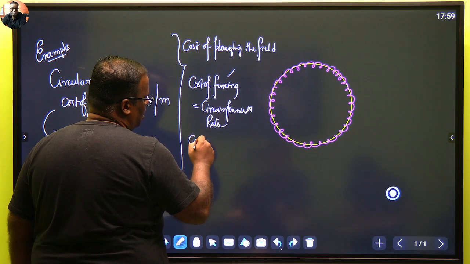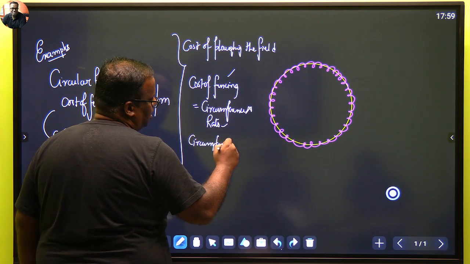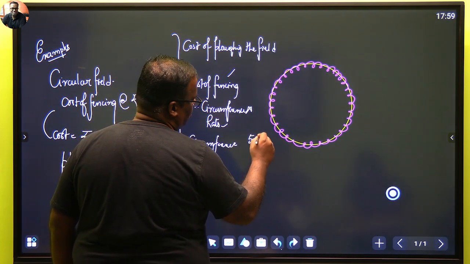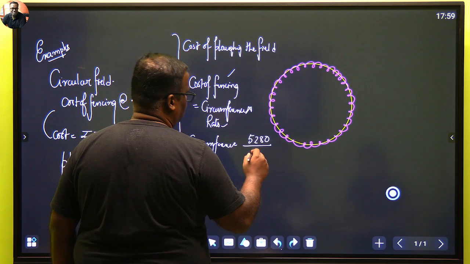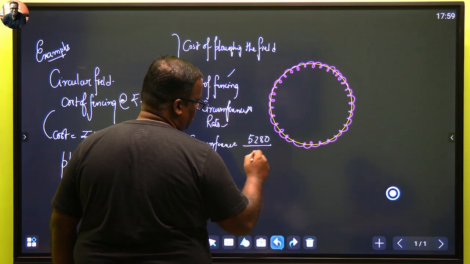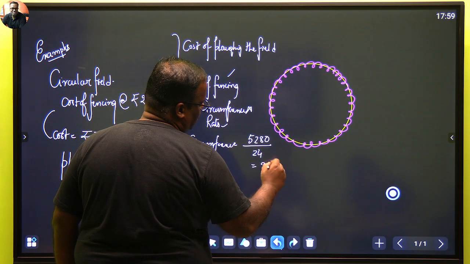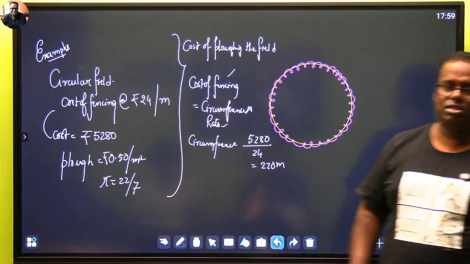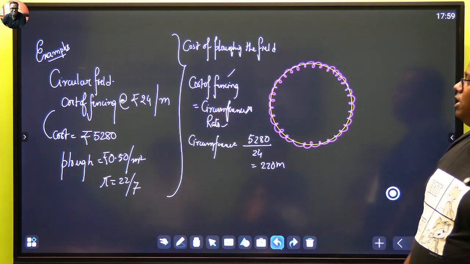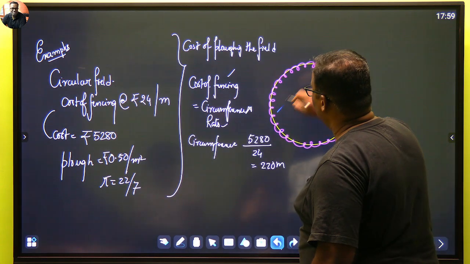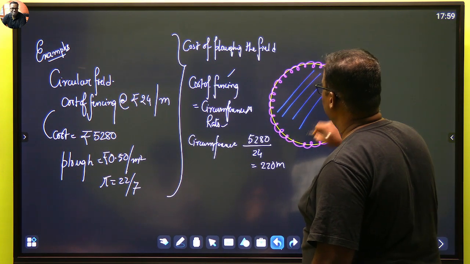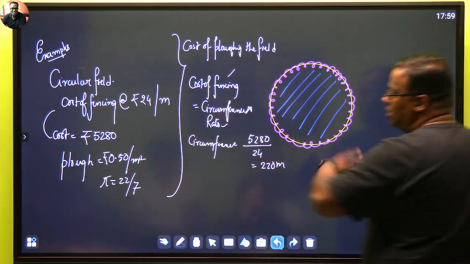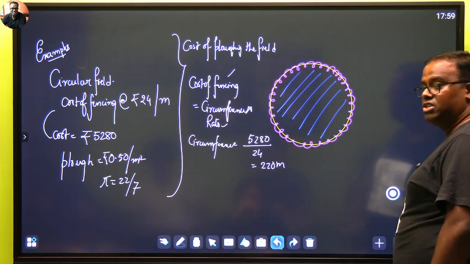So tell me, how much is the circumference? The circumference would be equal to the cost of fencing, which is 5280 divided by 24, which gives me 220 meters. Others can check. This is my circumference. Sir, why did you find the circumference? Because at the end of the day, children, you're going to plow this field. So while plowing, which is the part that you're using? Area of the circle. That's why the plowing rate is also in meter square.